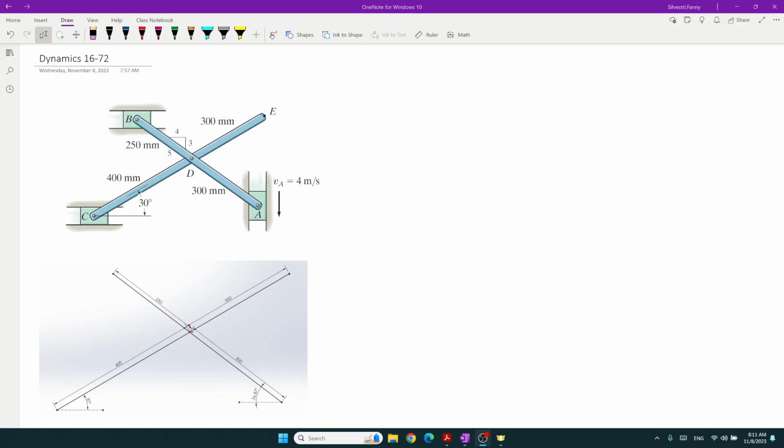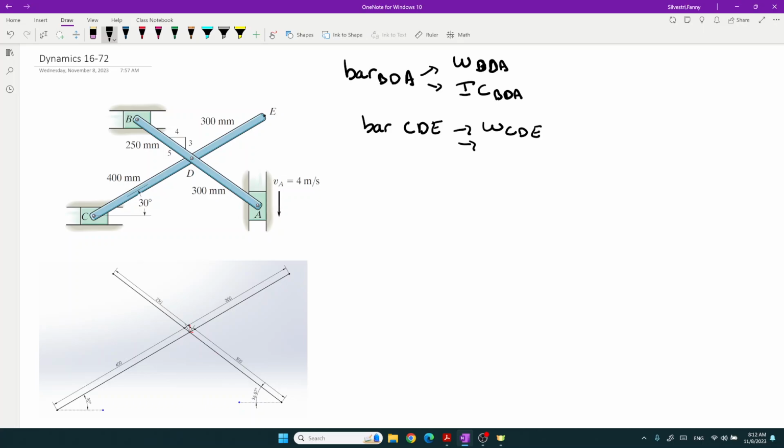So first thing you have to notice, there's two bars. So we have the bar BDA. Let me draw it, that's correct. So always remember 1 bar equals 1 omega. BDA. This is B, and 1 IC, the IC of BDA. Okay, and we have a second bar that will be the bar CDE. So this is 1 omega, that is different than the first bar, and 1 IC, and same thing, the location is different.